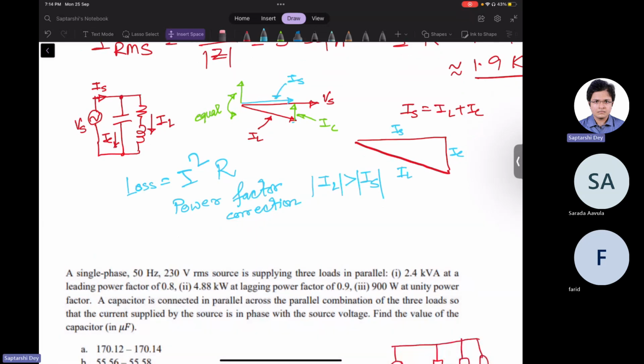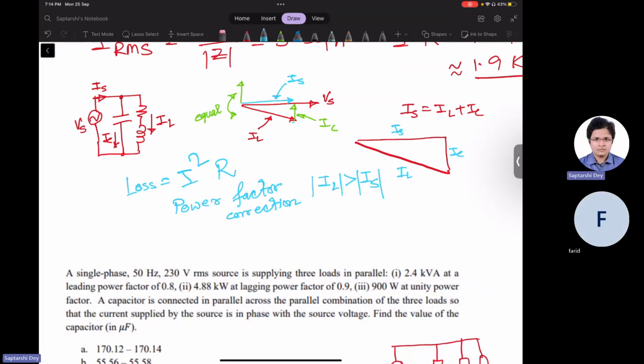At your home also, the power that you draw is not unity power factor because you have fans and other motors running. But the power factor at your home is not very bad. It's more than 0.9. But big industries, they are running large induction motors and other loads. Their power factor is very bad.